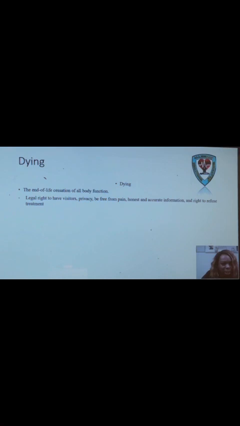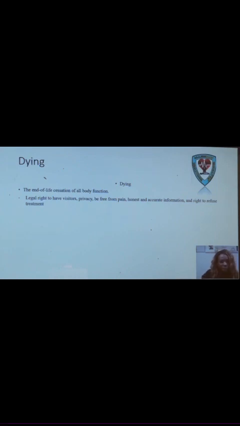Dying is the end of life, the cessation of all body functions. When a person is dying, they still have legal rights to have visitors and privacy. They have a right to be free from pain. They have a right to honest and accurate information, and they have a right to refuse treatment.